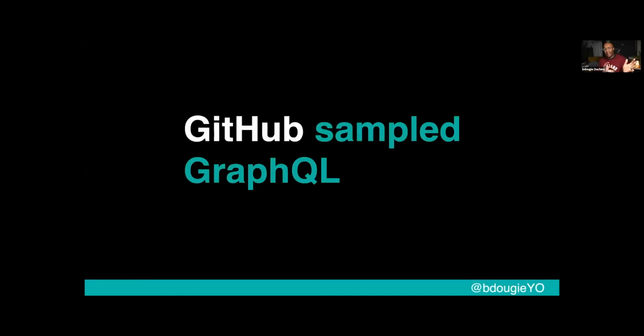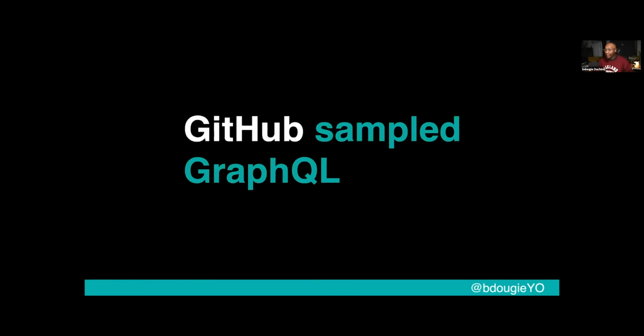But I bring this up because GitHub took a gamble. I don't know if it was really a gamble, but they took a chance and sampled GraphQL. GitHub's API has been around for as long as GitHub. A couple months after GitHub was launched 13 years ago, they launched their API, and it's been around as long as GitHub has.